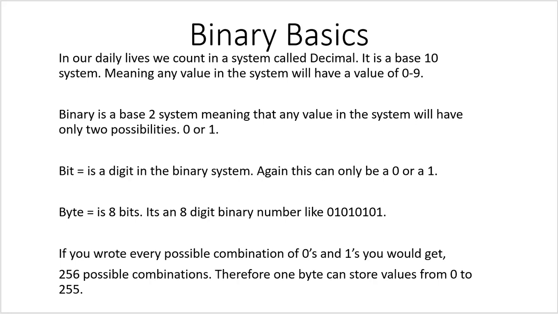A bit. A bit is a digit in the binary system. Again, this can only be a 0 or a 1. A byte is 8 bits. It's an 8-digit binary number like 0101, 0101. And if you wrote every possible combination of zeros and ones, you would get 256 possible combinations. Therefore, 1 byte can store values from 0 up to 255.